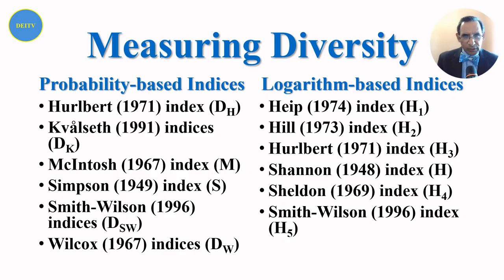As I mentioned a few seconds ago, I was going to cover the different types of diversity indices. Recall that in episode 1 and episode 2, I listed the probability-based indices. Those include the Holbert, Alcocer, McIntosh, Simpson, Smith and Wilson indices, and the Wilcox index. Recall that the Simpson index, again, was covered in episode 1. The Holbert, Alcocer, McIntosh, Smith and Wilson, and the Wilcox indices are all based on the Simpson index.